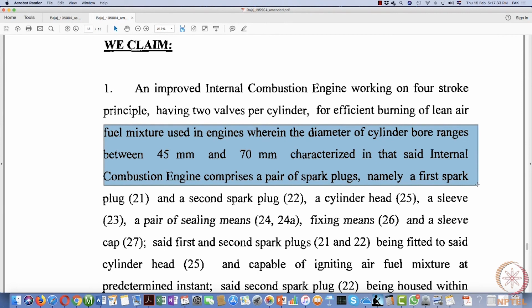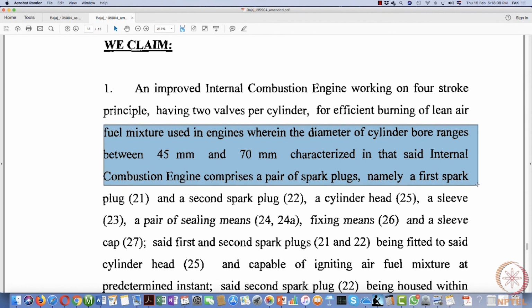So two spark plugs for a normal internal combustion engine could be used in any invention, but in this invention there is a restriction on the bore size. So this is the way Bajaj was able to get over objections the patent office would have raised in this case, and by introducing a smaller bore or a limitation to the bore size, they were able to get away with the objections raised at the patent office. So this part was introduced by an amendment.